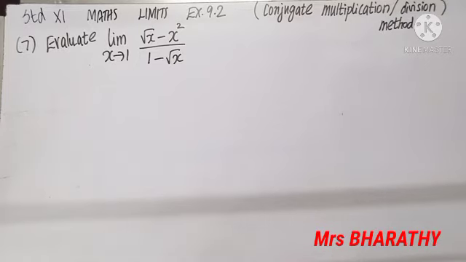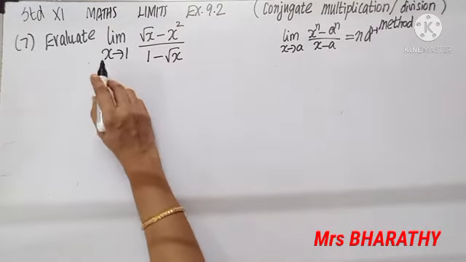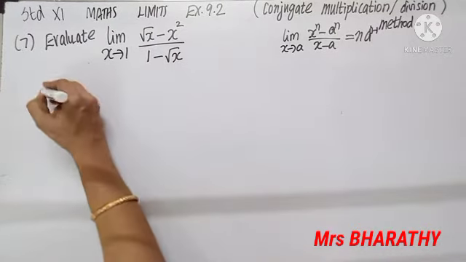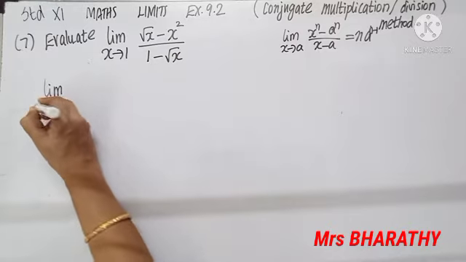Good morning, children. We proceed on to evaluation of limits. Question number 7. Limit x tends to 1, (root x minus x squared) by (1 minus root x).